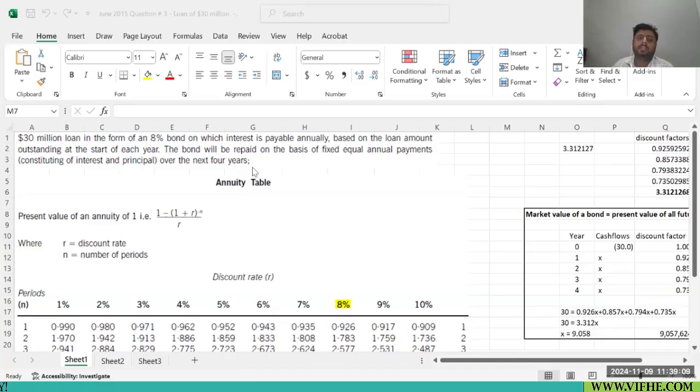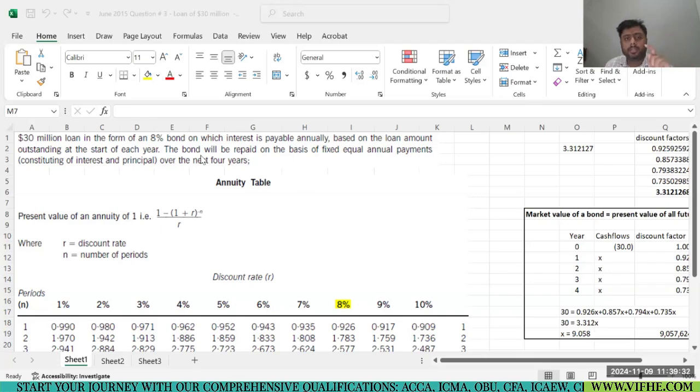This is extremely critical. It says the bond will be repaid on the basis of fixed equal annual installments over the next 4 years. So over the coming 4 years, there is going to be a fixed amount being paid back.